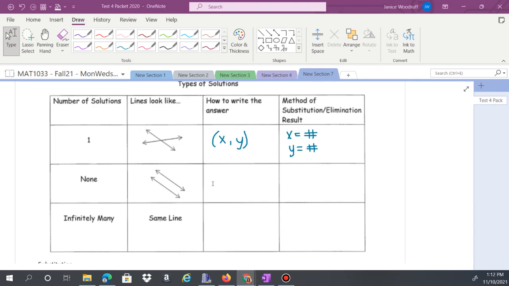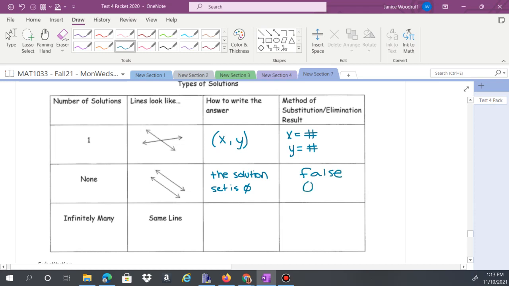Is going to be like this. There's going to be an option that says the solution set is, and then 0 with a line through it. Okay, so 0 with a line through it, that's null. That means there's no solution. And then again, like I said, algebraically, you're going to get a false statement. So something like 0 equals 5.